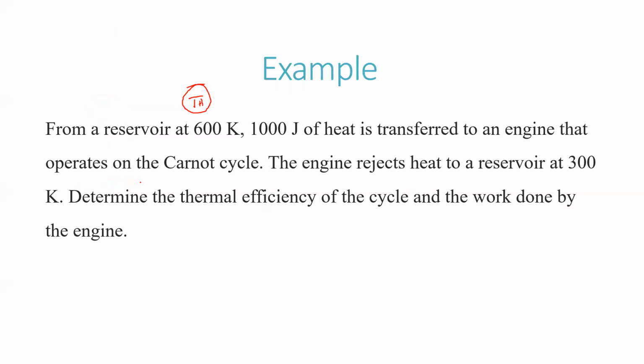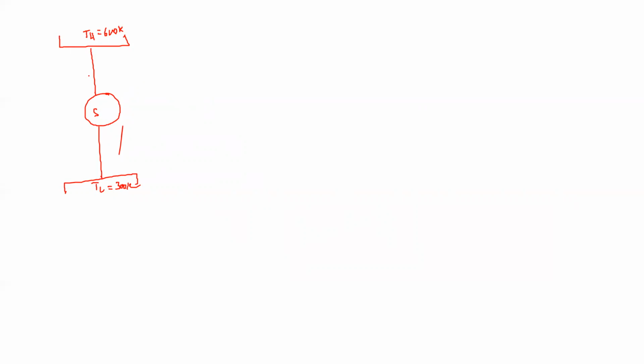I'll draw this. This is my high temperature reservoir, this is my system, and this is my low temperature reservoir. High temperature is given to be 600 Kelvin, lower temperature is given to be 300 Kelvin. Heat that is absorbed is QH, work done is W, heat lost is QL. So the first equation we can make is the energy balance equation: QH is equal to W plus QL.